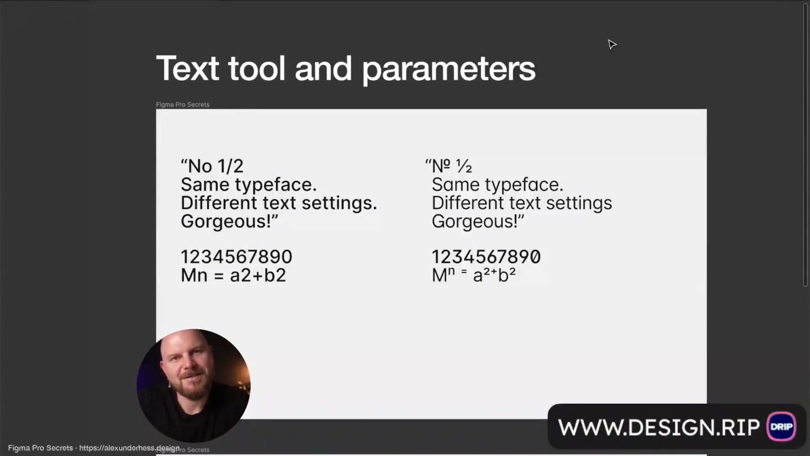Text tool and parameters. In this lesson, you'll learn about the text tool and every single parameter that we have in Figma related to the text tool. Take a look at this example here. As you can see, there are two columns of text. They look different. Everything looks different: numbers, some letters, and even some signs, like in this example here. How is it possible that it's exactly the same text and the same typeface, but we have a different result?